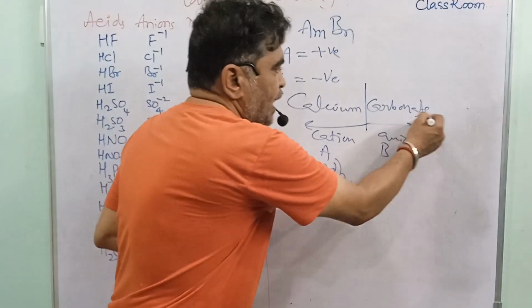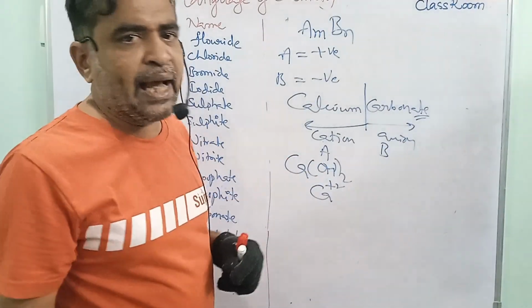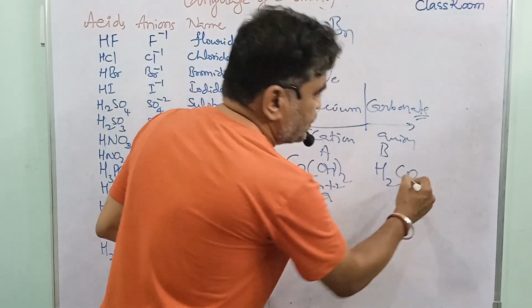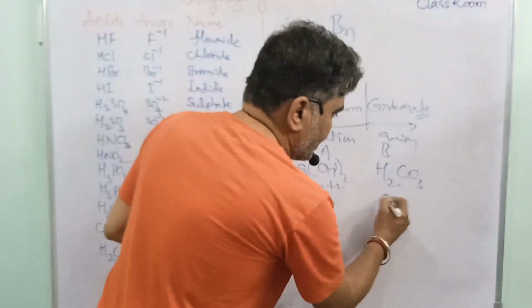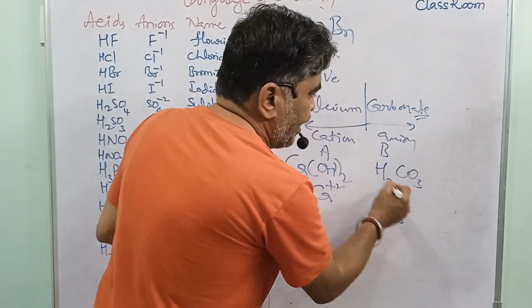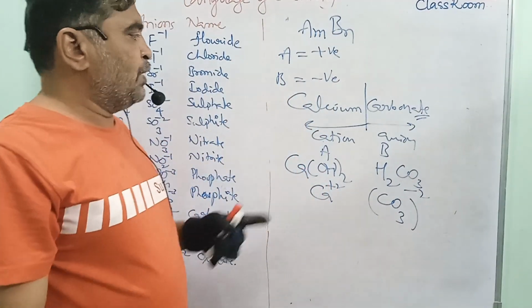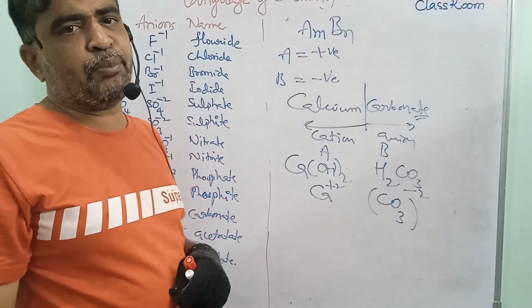And carbonate: the 'ate' sound indicates 'ic' acid. Carbonate comes from carbonic acid. Carbonic acid is H2CO3. Except the hydrogen, the remaining is the anion. So what is the anion? It is CO3. And how many hydrogens do you have? 2. So it is minus 2. So A indicates Ca plus 2 and B indicates CO3 minus 2.